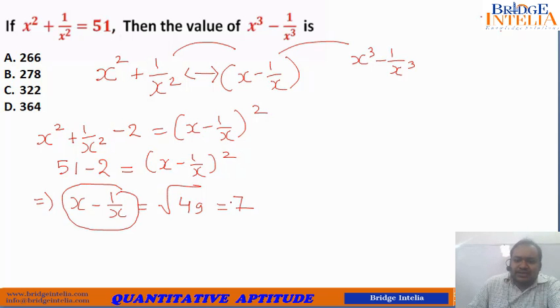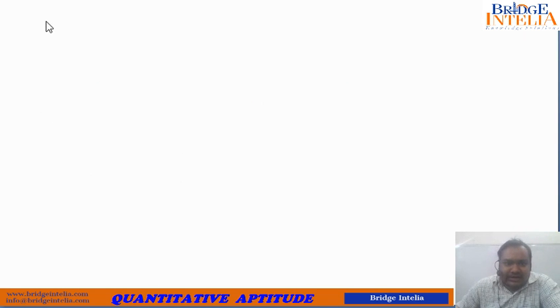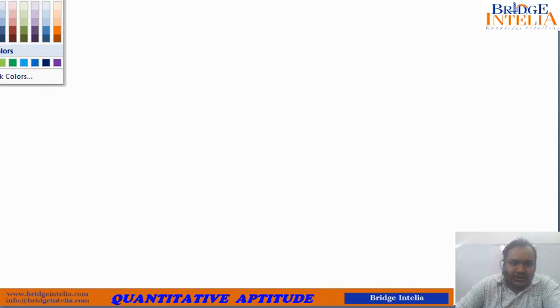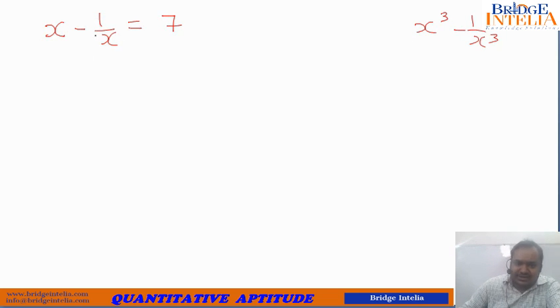So based on this you have to do the second transition. So let's do the second transition. Now that we have found out the value of x minus 1 by x, which is 7, based on that value we would be trying to find out the value of x cube minus 1 by x cube. So we have found this out, and based on this we are trying now to find the value of this. This is the question. Let's do that.